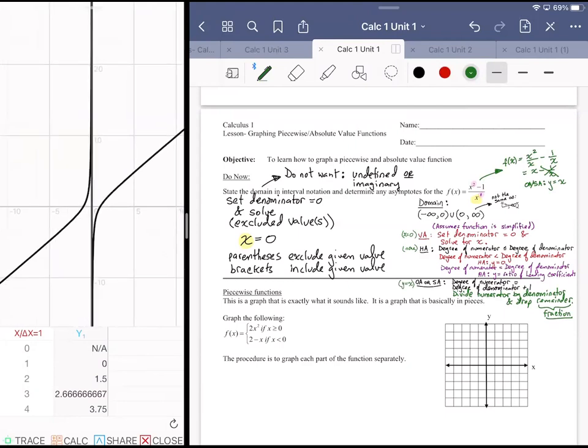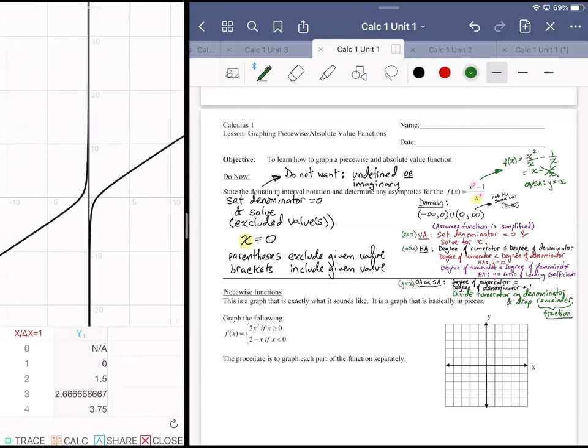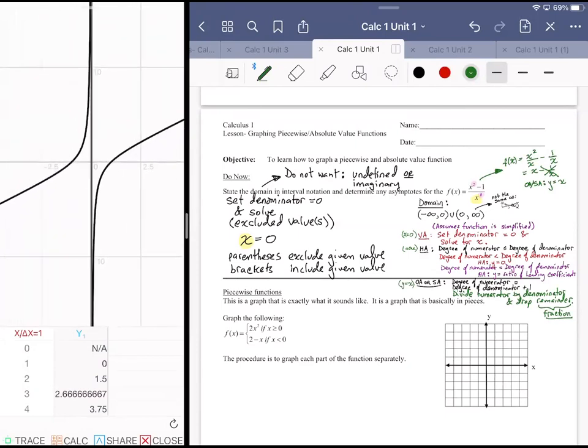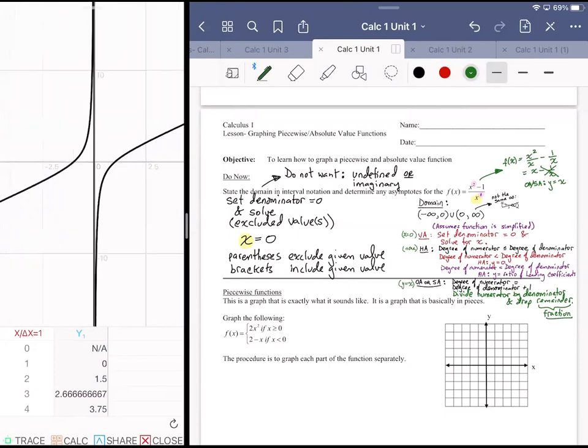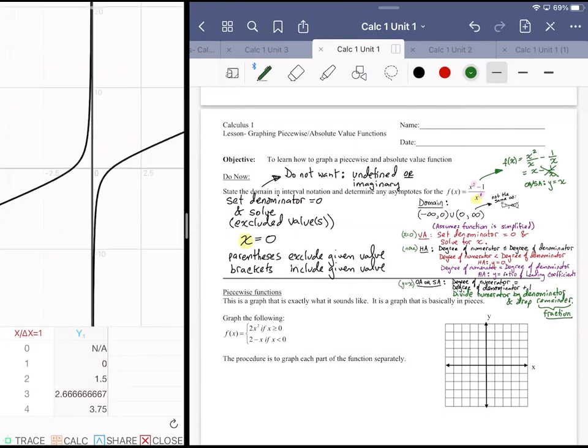I had another stack graph up there. I'll get rid of that at some point, but this is essentially what the graph looks like. TI calculators, for whatever reason, they're not really good when it comes to vertical asymptotes.